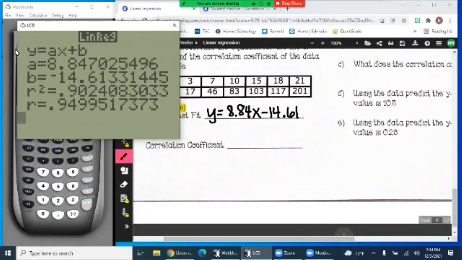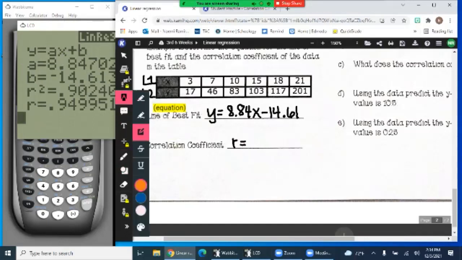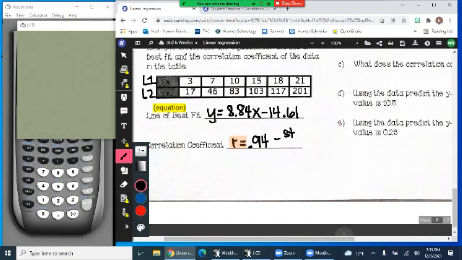The very last one. I told you guys that you would see R squared, but you do not use R squared in Algebra 1, just R equals. R squared is something that you see in Algebra 2, so I'm not going to worry about it. Two places past the decimal, 0.94. Describe that 0.94. Strong positive.